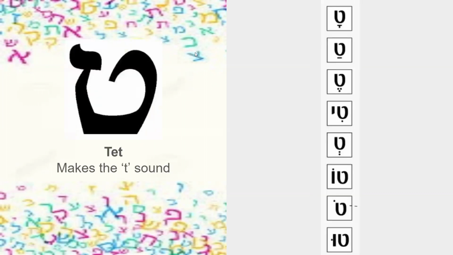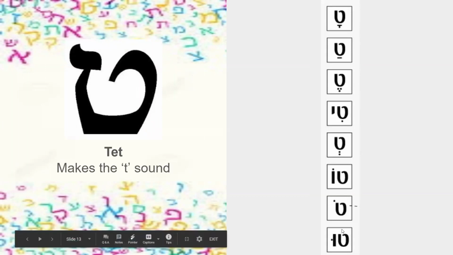Tet. Tet makes the T sound. Ta, te, ti, to, tu.